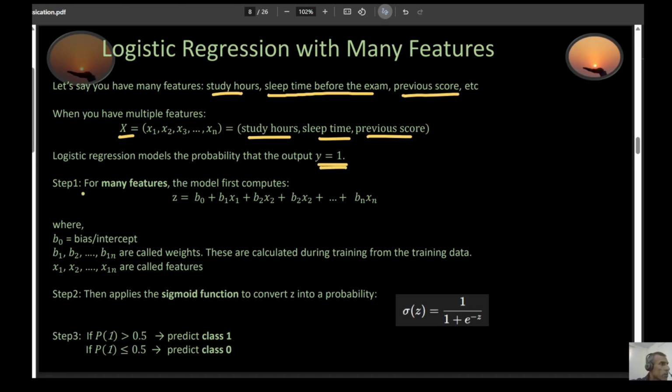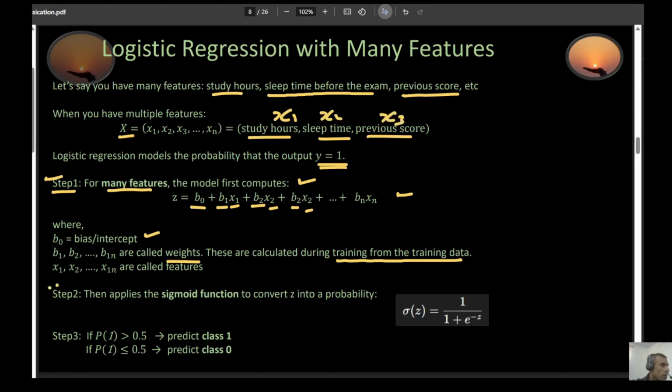So we're going to follow the same steps. Step 1, for your many features, you compute this value, z. In this case, b0 is my bias, and b1 to bn are called my weights right here. Now, these are calculated during the training time from the training data. Your x1, x2, x3 represent your features. In our case, this will be my x1, this will be my x2, and this would be my x3. So this is my step 1.